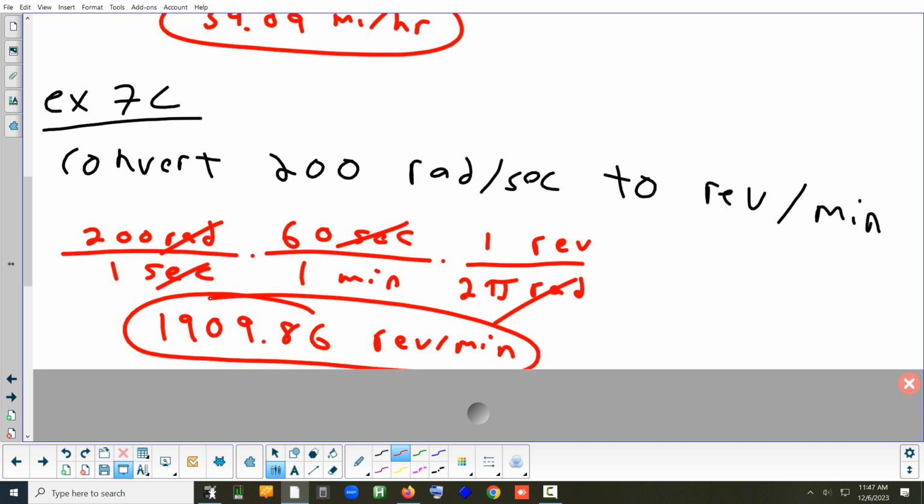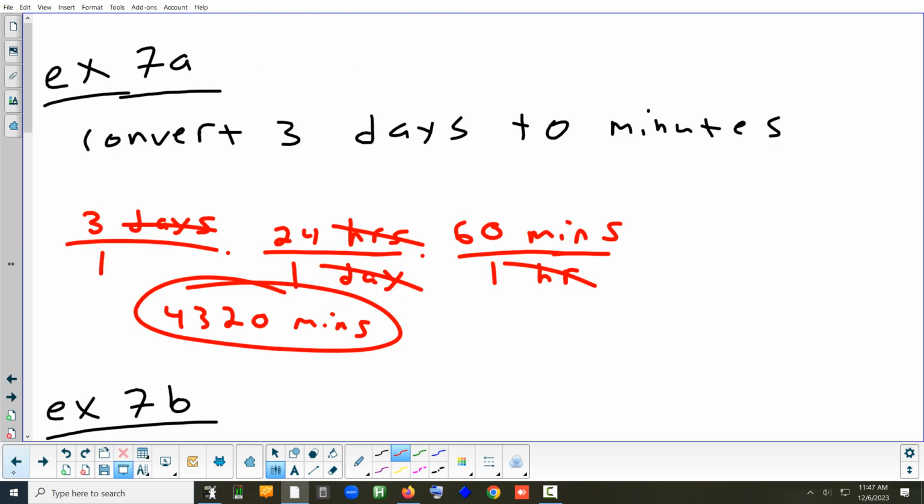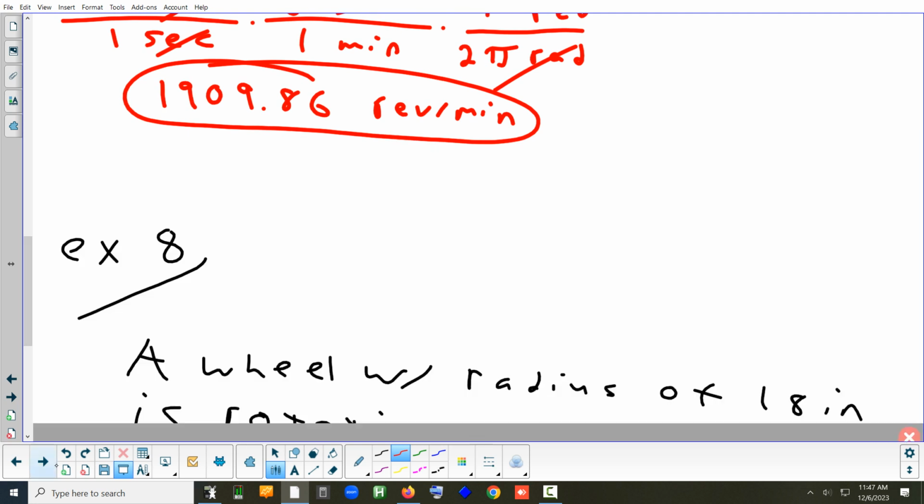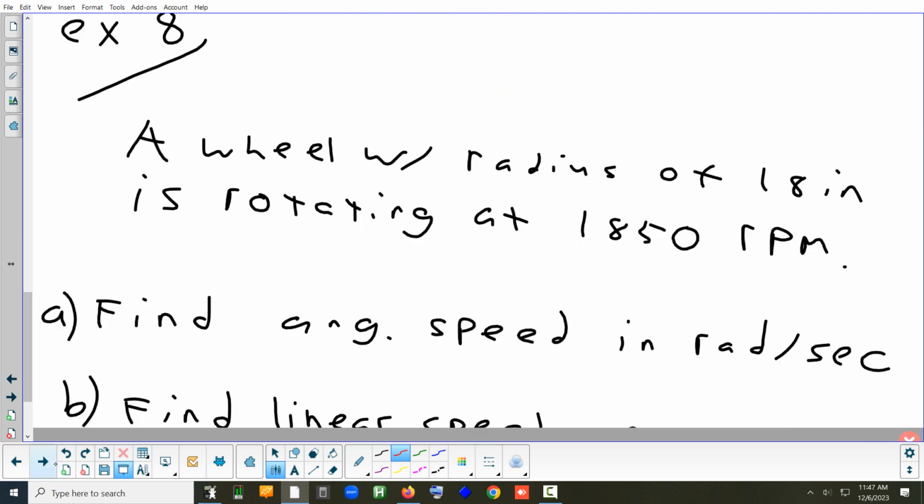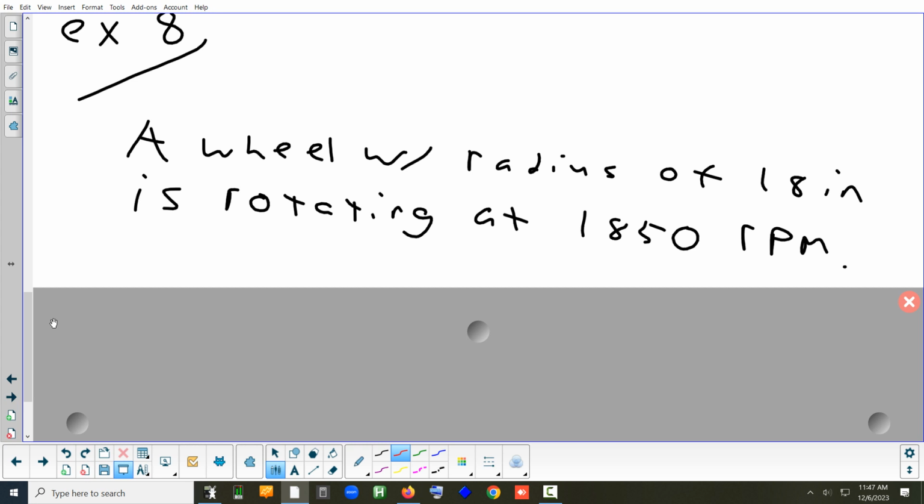Okay, so any questions on converting angular to angular? All right. So now, let's try this one. So we have a wheel with a radius of 18 inches spinning at 1,850 RPMs. RPM is revolutions per minute. You should know that. That's what it stands for.